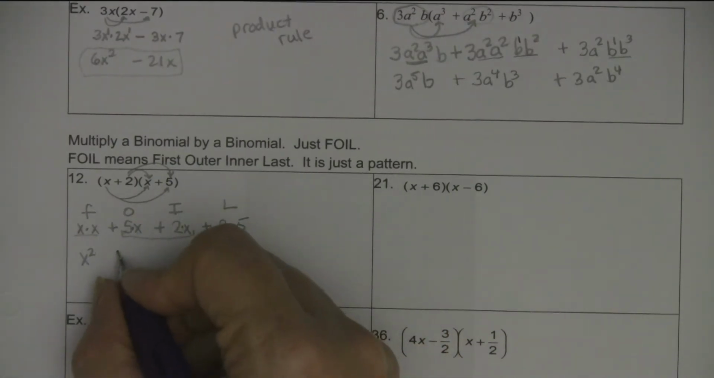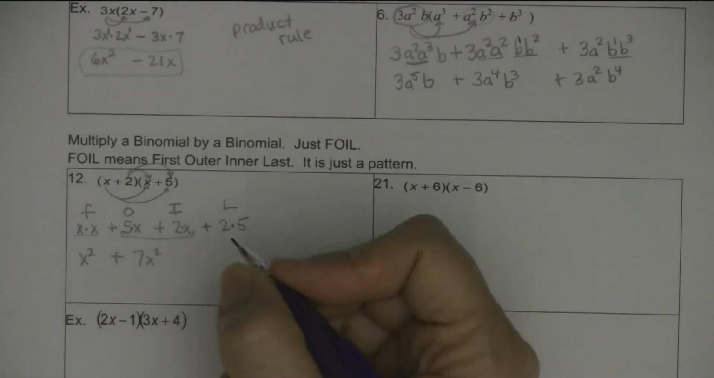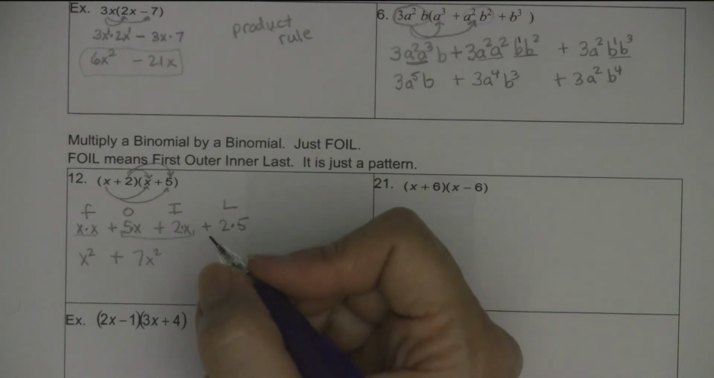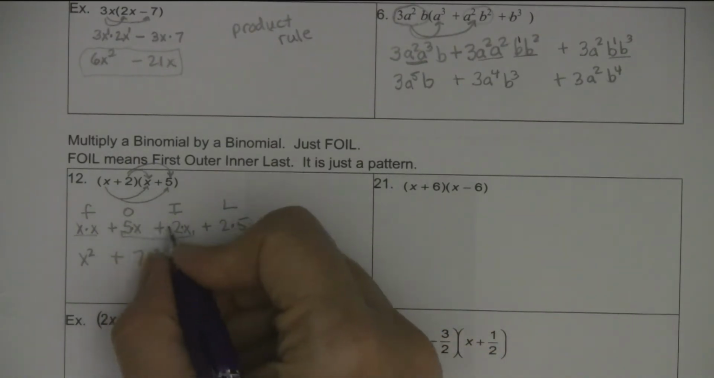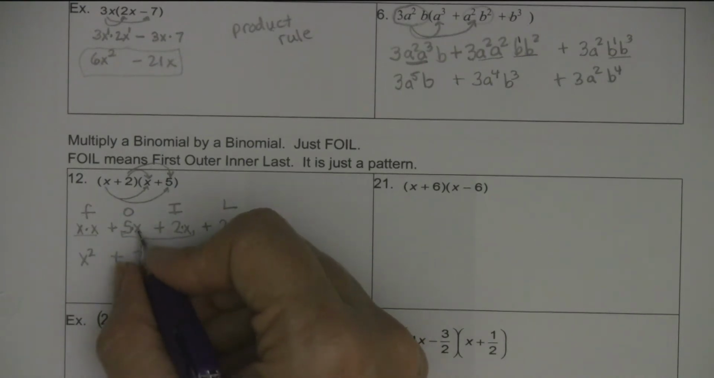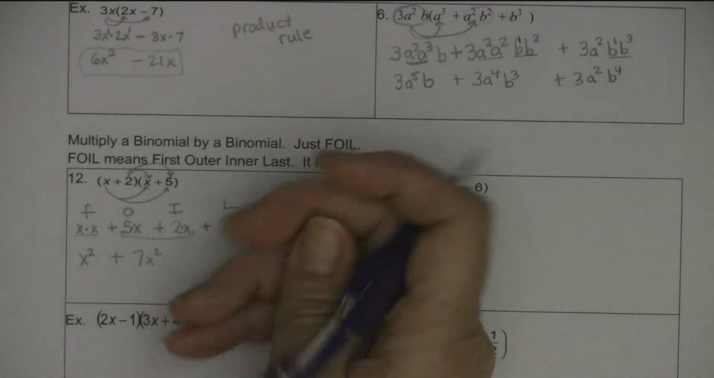Because the most common boo-boo that people make is to tell me this is 7x squared. And that is a boo-boo. It is not 7x squared. What you did was you added the numbers 5 and 2 is 7, but you multiplied the x's. You said x times x is x squared. But it shouldn't have been. It should have been adding.